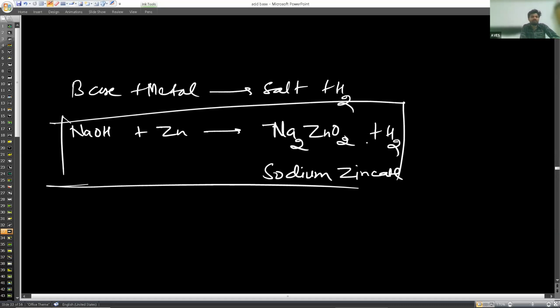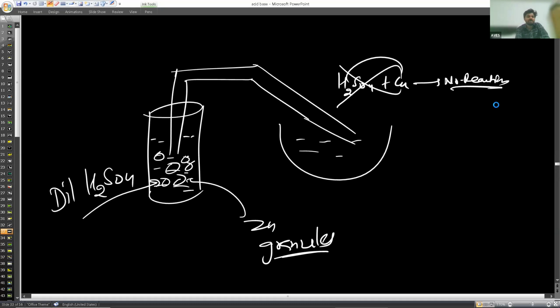But you have to know the names of three salts. The name of this salt is sodium zincate, which is very common. Then we have sodium aluminate, when NaOH reacts with aluminium, and sodium plumbate, when NaOH reacts with Pb, lead. These three salts are important, and only these are going to come in your examination.